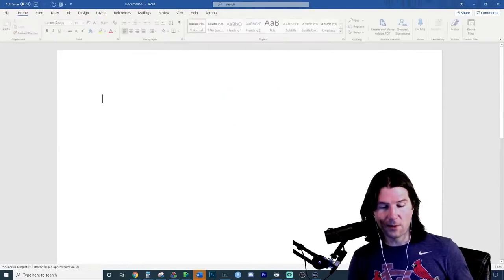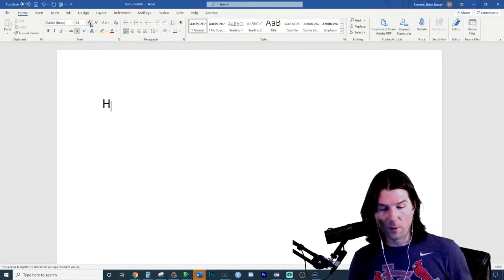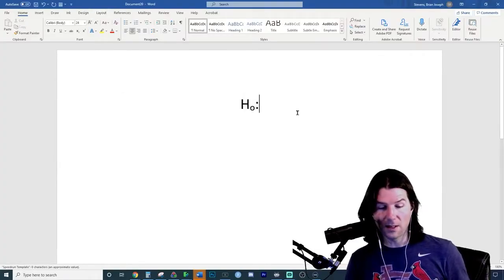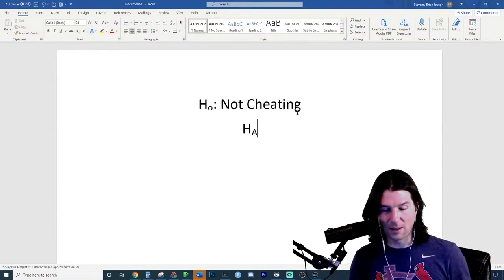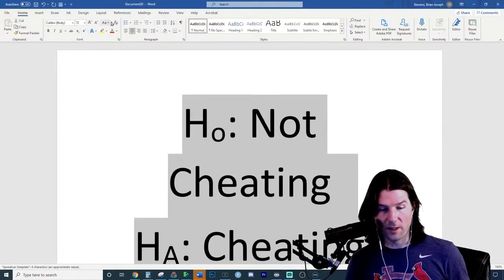Probably one of my favorite examples is the classic cheating example right here. This one doesn't use statistical notation, but it's just a classic example. The null hypothesis is going to be that the student is not cheating, and the alternative hypothesis is going to be that the student is cheating. And what would a type 1 and type 2 error be right here?